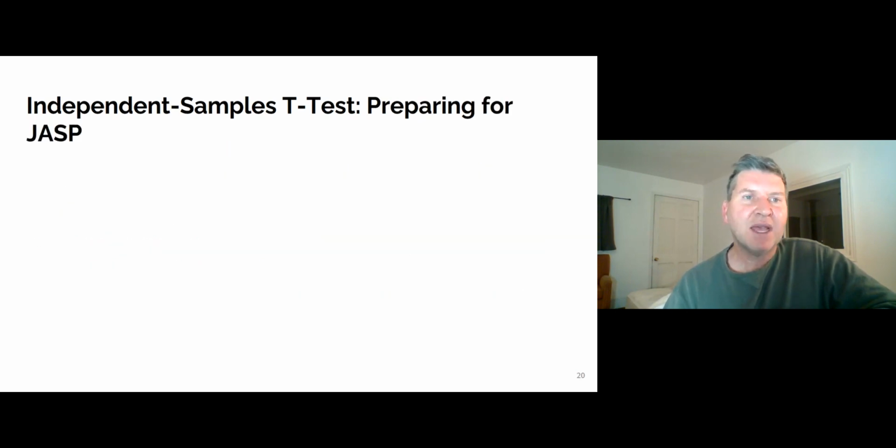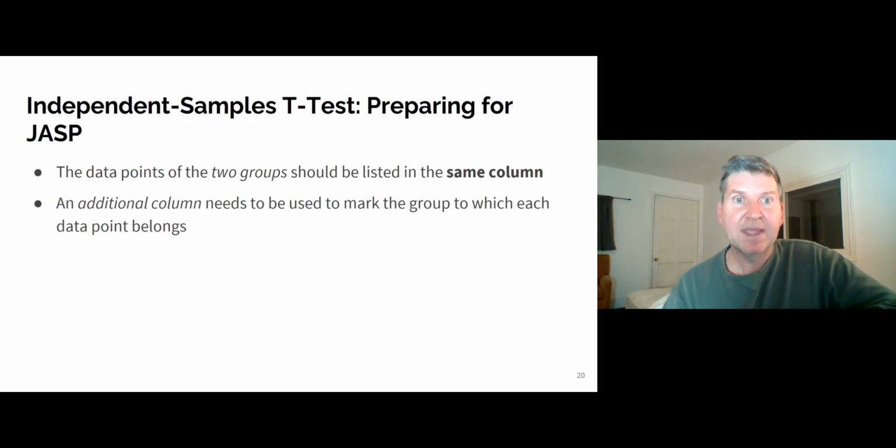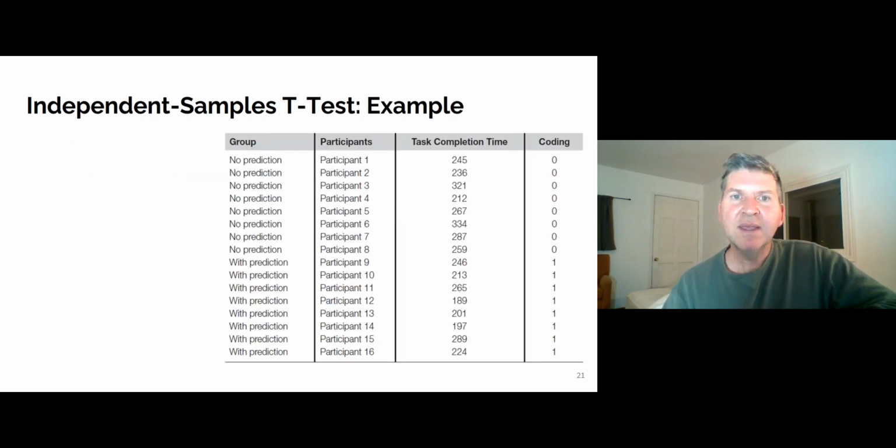So in JASP, which is a tool I'll provide some information about, it's a nice, easy to use tool to do these kinds of tests. The data points of the 2 groups should be listed in the same column. An additional column needs to mark which group each data point belongs to, because we have two groups. One is using the word prediction software, the other one is not. So we need to tell the software which belongs to which group. This might be how we would look at the data.